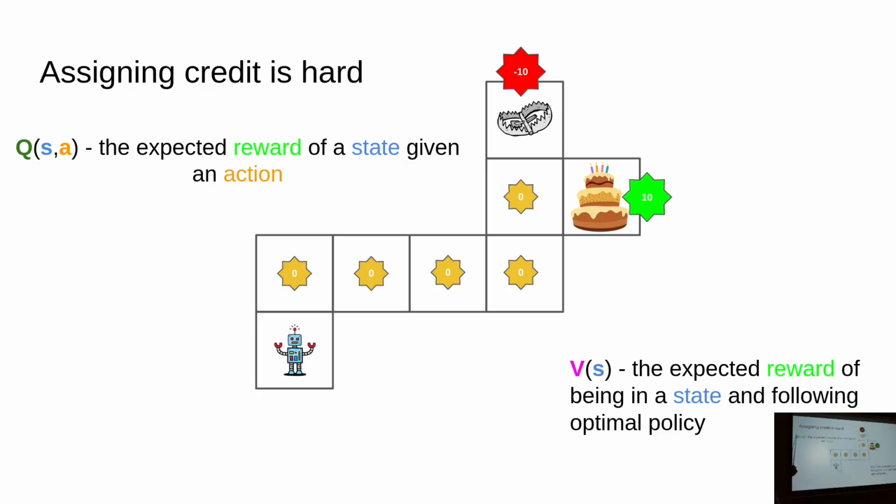Well, first, I'll define. Q of S,A is the reward of a state given an action, and V of S is the expected reward of being in a state. What is this actually saying? This is essentially saying you were in a state and you took this action and this is what you got. You were in a state and I expect you to make this much off of it. That will be important later, trust me.